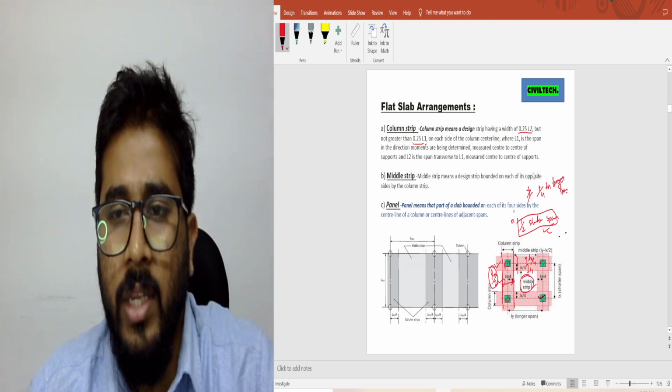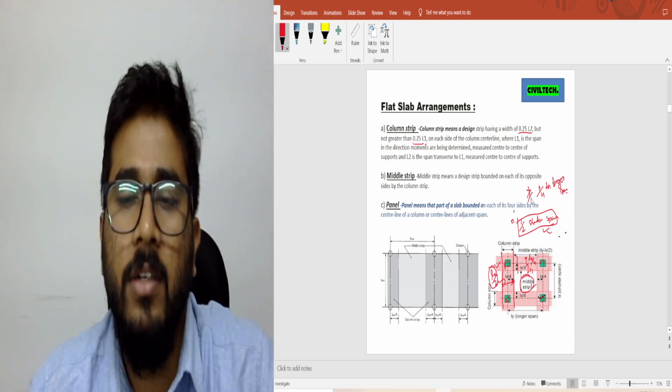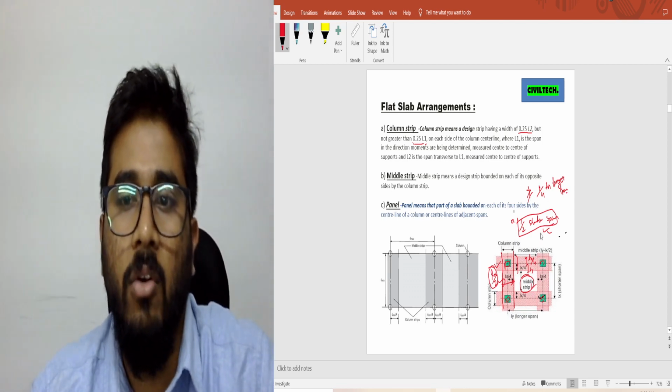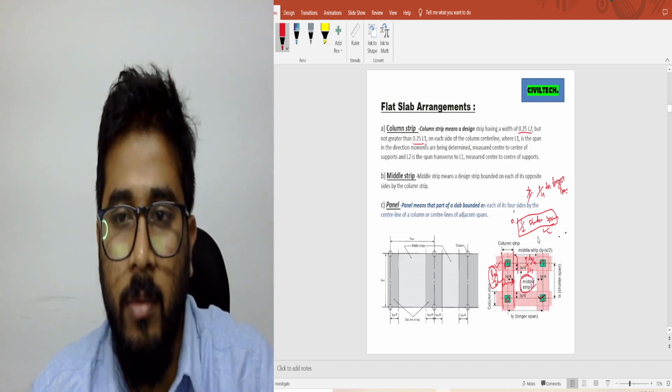Okay, I am not showing L1 and L2 here because it is a little bit confusing. I am saying shorter span and longer span, so it will be easy to remember.